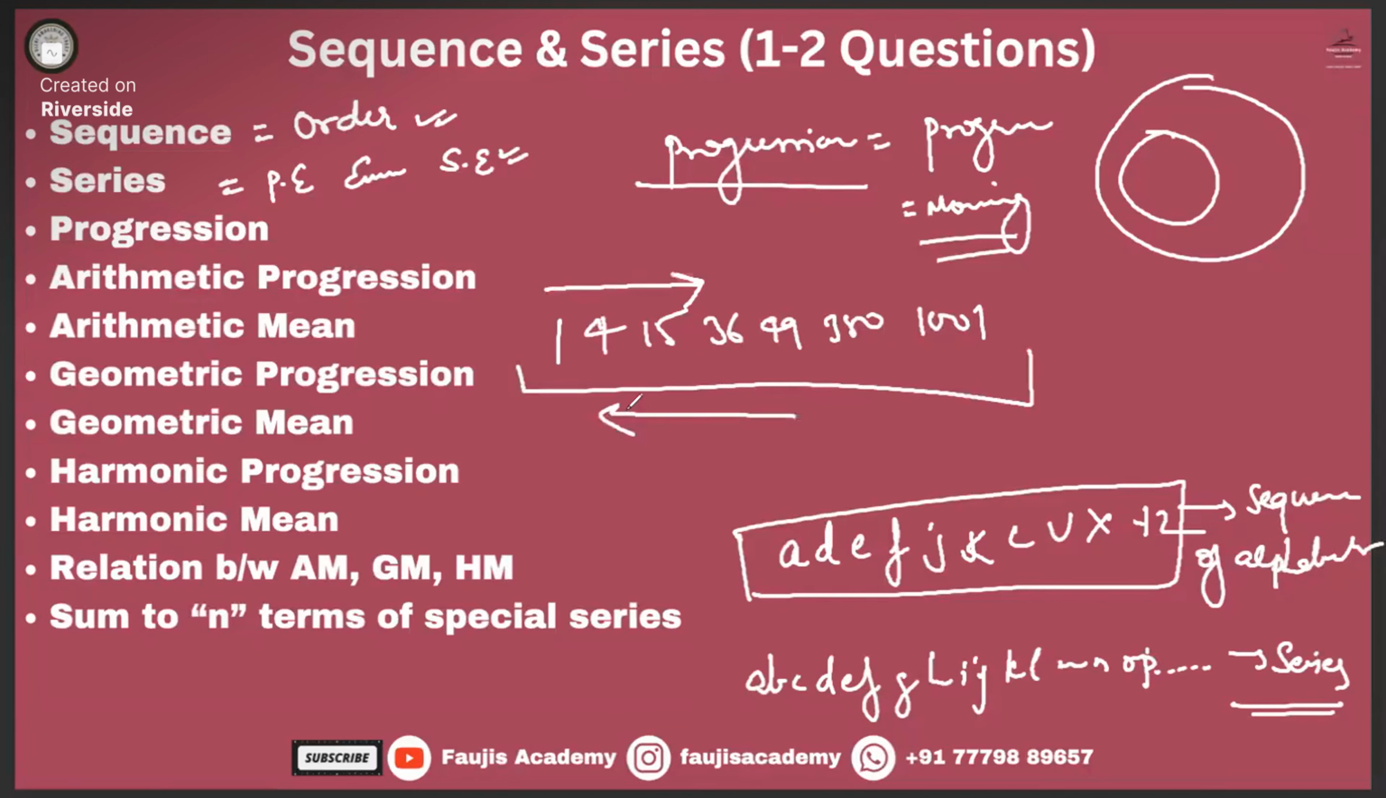In what order, in what series, in what particular order, we don't know. But it's progressing, right? It's moving either to the positive X or Y axis or to the negative X or Y axis. Right? So this is called your progression.